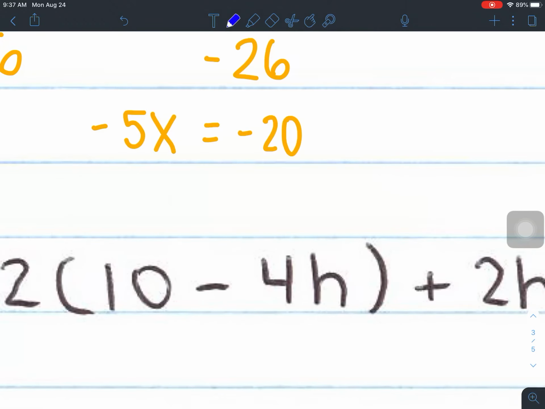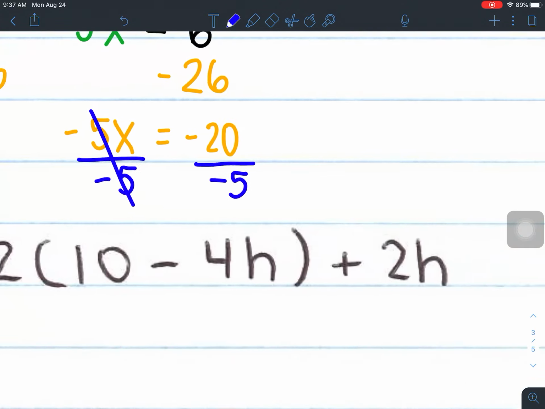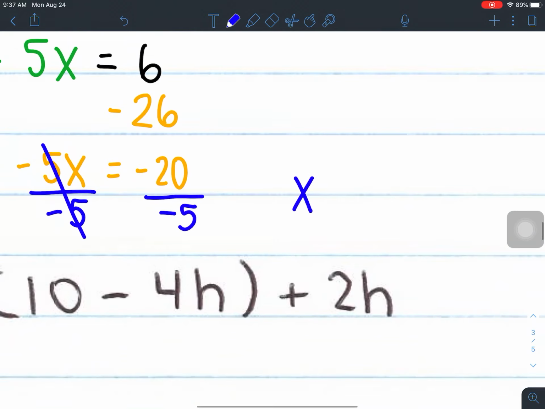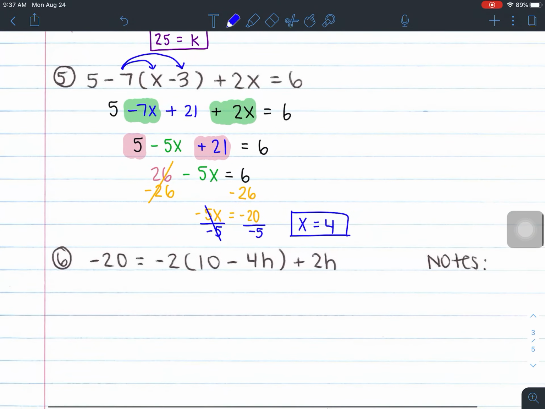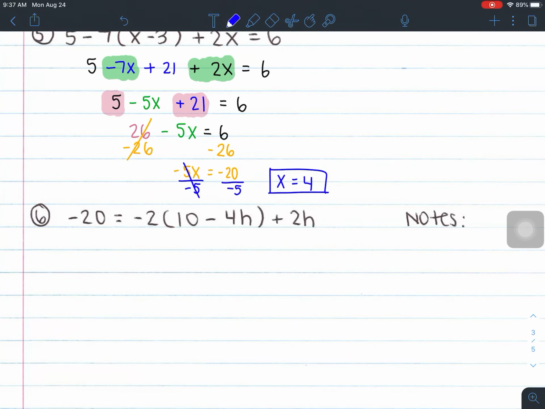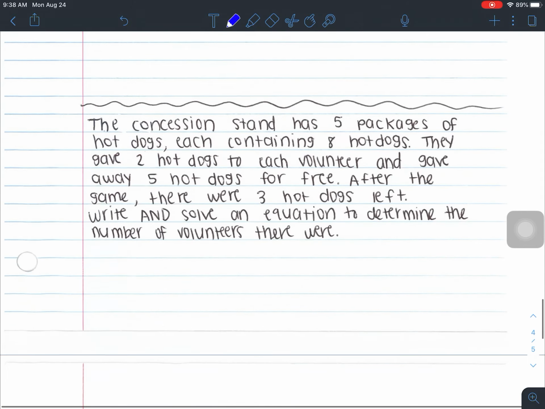All right, now how do I get x by itself? Now that 5 in the front is connected by multiplication. It is negative 5x. So in order to get rid of negative 5, I'm going to have to divide. I'm doing the opposite. Okay, so negative 5 divided by negative 5 is 1. So I'd have 1x equals negative 20 divided by negative 5, which is positive 4. And again, I could check this by plugging it back into the original problem and checking to see if it is equal or true.